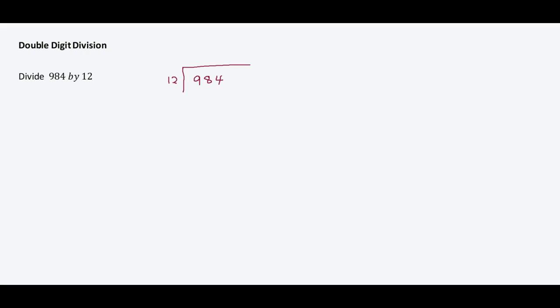98 divided by 12, we should get that 8 times. 8 times 12, we have 96. We subtract, so that gives us 2. We bring down a 4. 24 divided by 12, we have 2. 2 times 12, we have 24. We subtract and we get a 0. So 984 divided by 12 is 82.